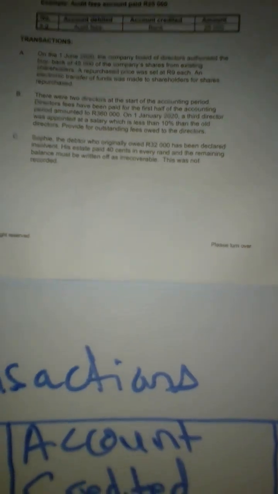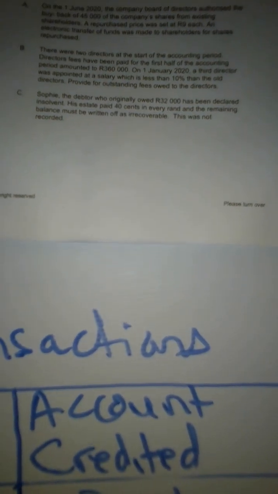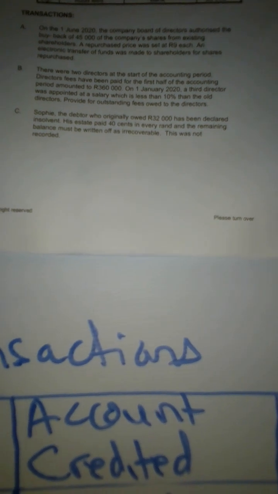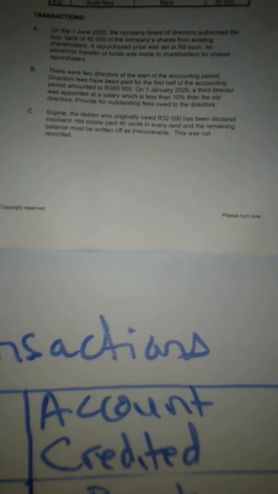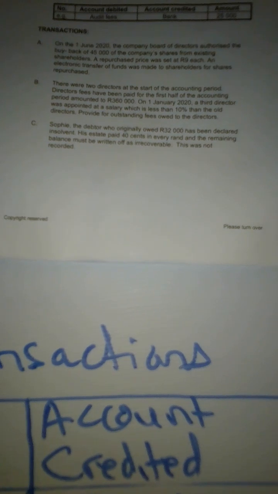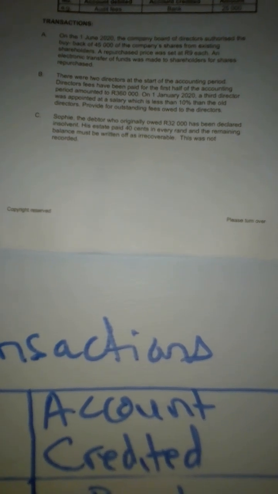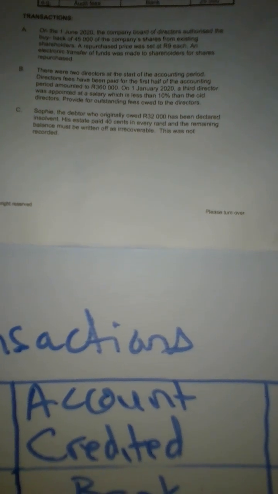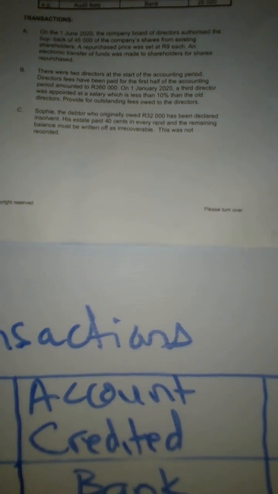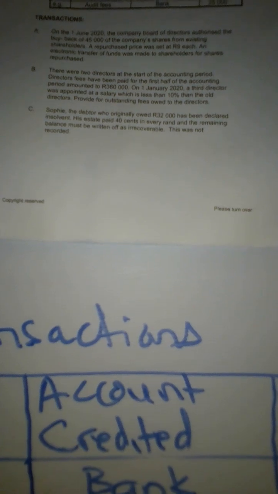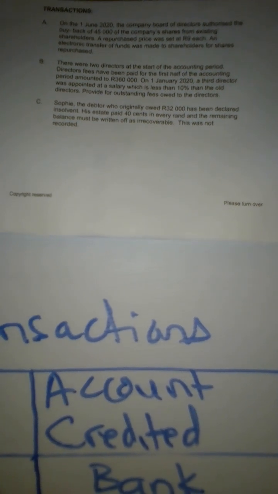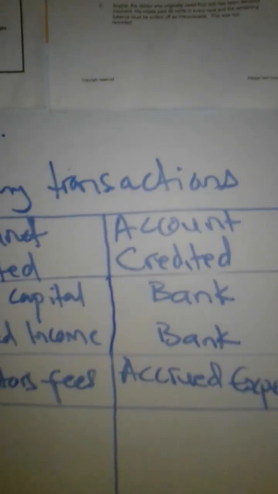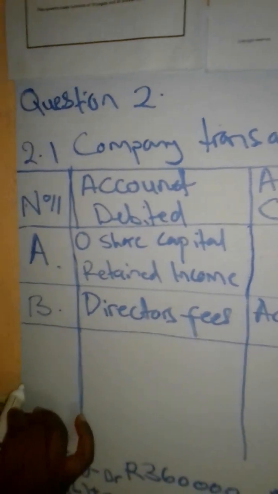So we've got money that is going to be received from this debtor, and we also have money that is going to be written off. Whenever money is being written off from a debtor, those are bad debts. So the debtors control is going to be affected. The bank is going to be affected because of the money that is going to be received. Those are the accounts that are going to be affected: the bad debts, the bank, and the debtors control.